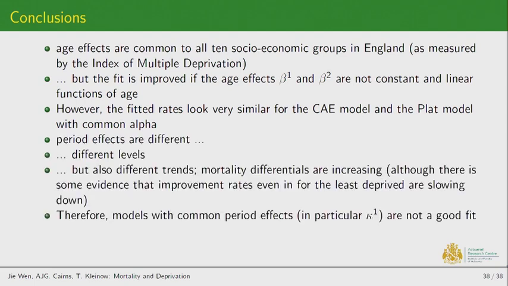However, the period effects are very different. So to assume that the driving period effect, as is the case in the Li and Lee model, is common to all 10 socioeconomic groups in England, I think that would be wrong. That is just not the case. The different improvement rates across the 10 groups make that assumption, I would say, wrong. Just wrong. The kappas should not be chosen to be common, but the alpha should be.